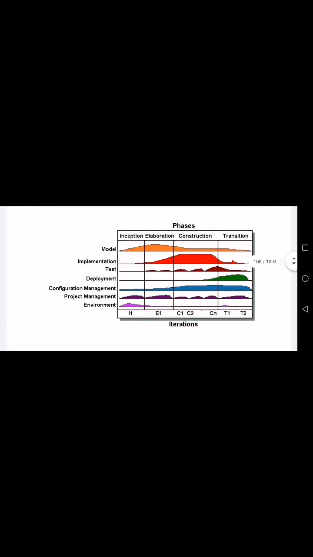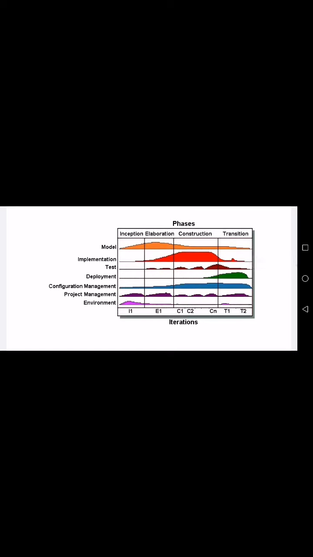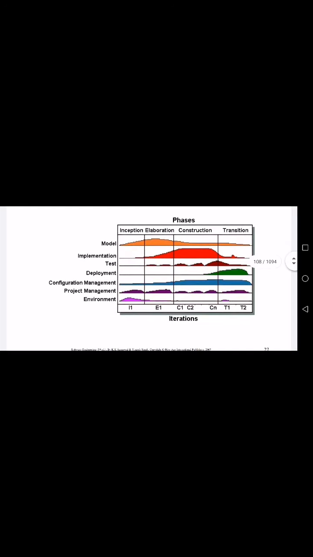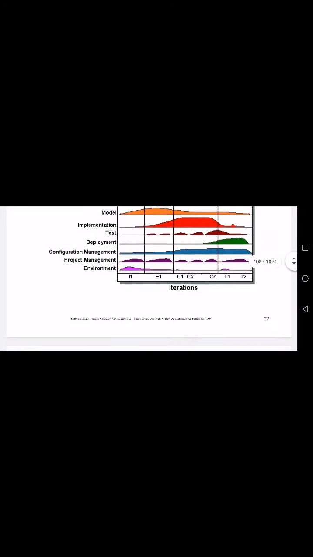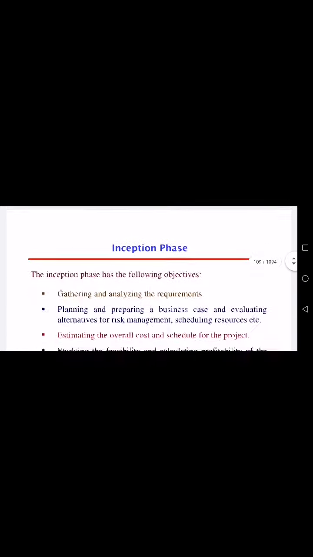Testing starts from the elaboration phase, when we analyze and plan the project, and we also test whether we are going in the right direction or not. Then in construction and transition it reaches its peak, and it is completed. Implementation is the process that starts from the design, goes to its peak in the construction, and completes in the transition phase. Where model selection is concerned, it starts from inception and ends in the transition phase. So these are the four phases where the project is developed by the RUP, the Rational Unified Process Model.